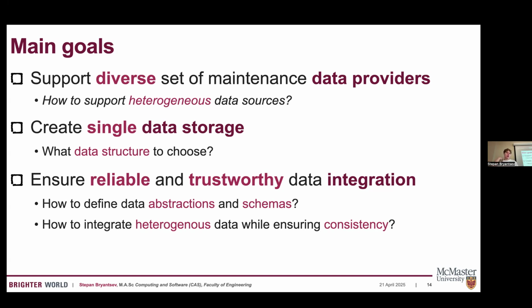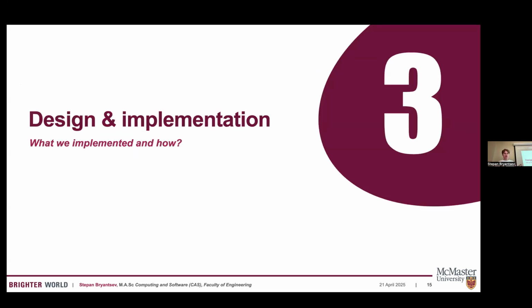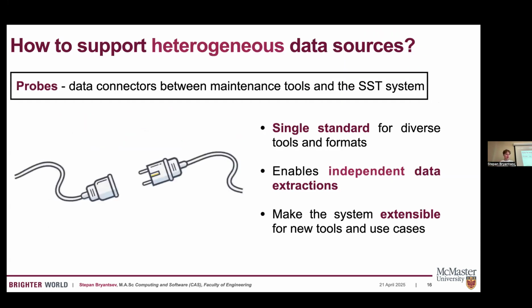The first challenge is how to support heterogeneous data sources, how to gather this data, how to handle it. The second challenge is what data structure to choose. The next challenge is how to define data abstractions and schemas. We need to make sure that we understand the data schema. And the final challenge is how to integrate heterogeneous data while ensuring consistency. So here is a list of challenges, and I will explain the design and implementation of each of them in the next chapter. So first of all, how to support heterogeneous data sources.